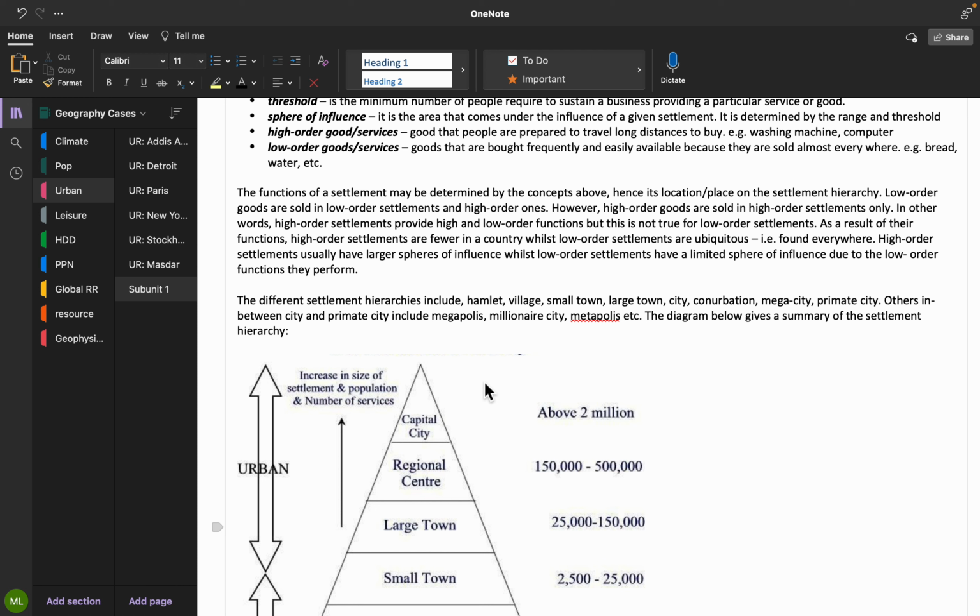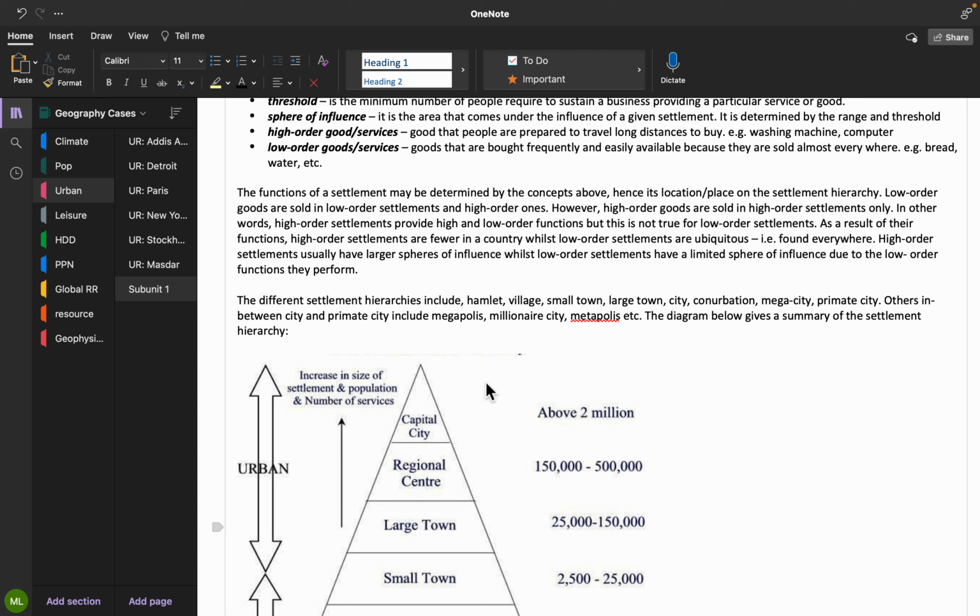Low order goods are sold in low order settlements and high order ones in the latter. However, high order goods are sold in high order settlements only, as I said before. In other words, high order settlements provide high and low order functions, but this is not true for low order settlements. So, for example, let's take a look at New York.